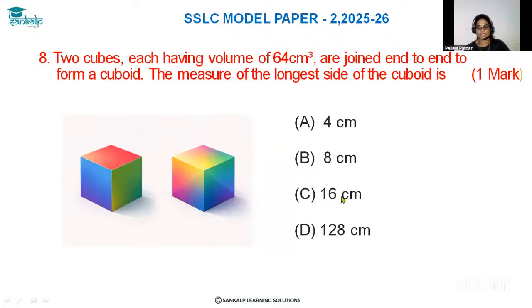So here the volume of a cube is given by the formula V is equal to S cube. Here S is the side length. The given volume of the cube is 64 centimeter cube. So here 64 is equal to S cube.